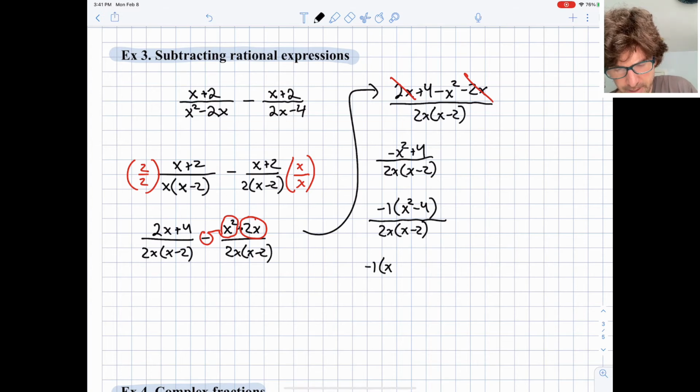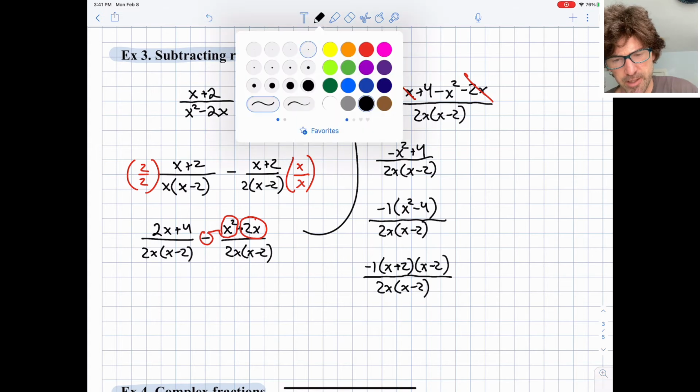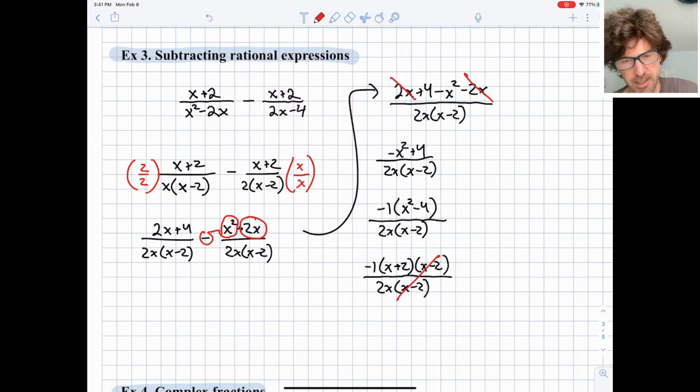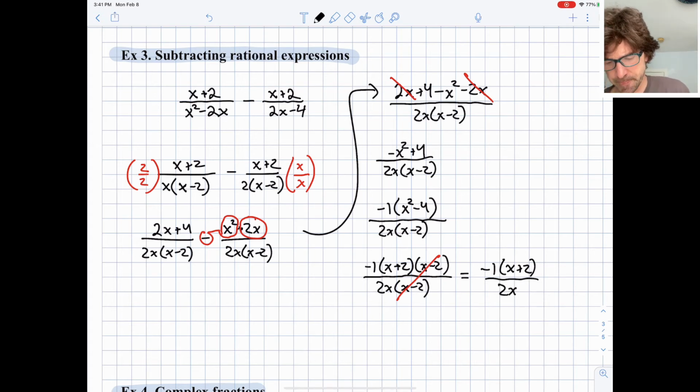We can do the difference of two squares, factoring. We have a 2x and an x minus 2 down below. And then we can do some canceling, which is nice. So up top, it looks like our final answer will be a negative 1 times x plus 2 all over 2x. Okay.